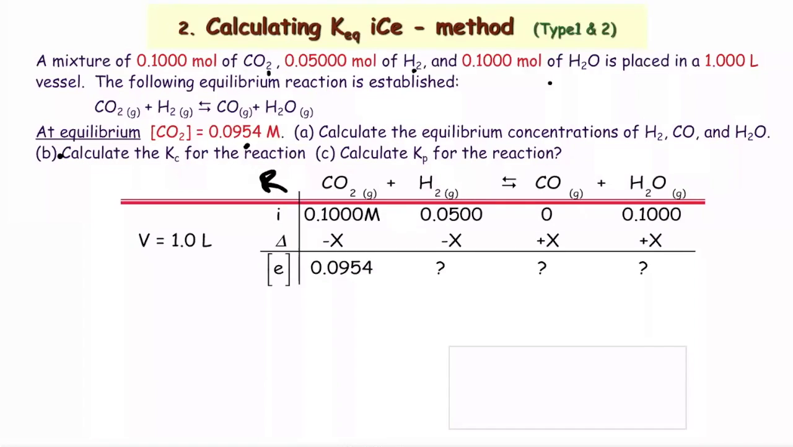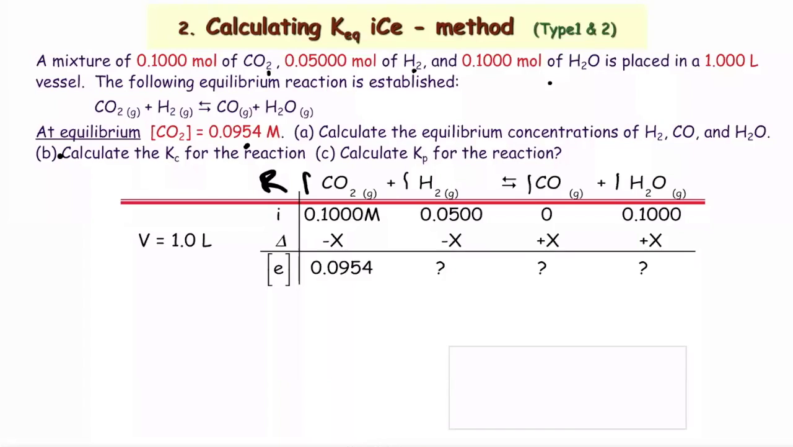First, write your balanced chemical equation. All these are gases. Carbon dioxide is a gas, hydrogen is a gas, CO is a gas, water is a gas. Double check that the equation is balanced. So you've got two hydrogens on both sides, you've got one carbon on both sides, and you've got two oxygens on both sides. It's balanced. It's a 1 to 1 to 1 to 1 ratio.